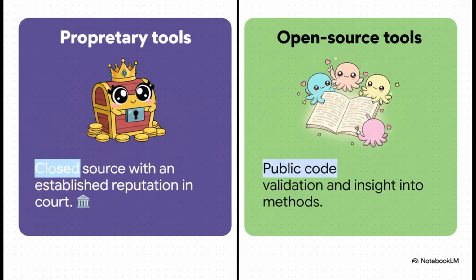And this slide really breaks down the two philosophies. On one side, you've got the proprietary tools. Think of them as these mysterious black boxes. Their code is a secret, they cost a lot of money, but you get customer support and they have this long court-tested reputation. Then on the other side, you have open source tools. Their code is totally public, they're free to use, and they're built by this huge community of experts. And that open code, that's a huge deal, because it means anyone can look inside and see exactly how it works.